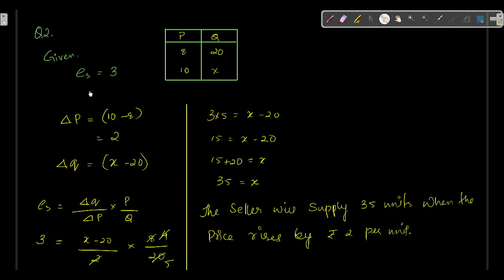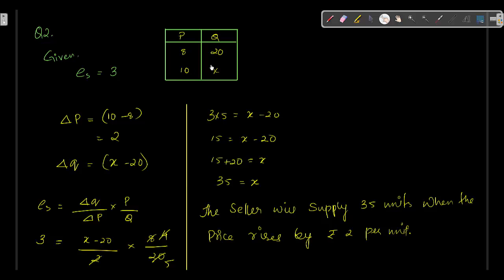Here in question number 2, it says that the coefficient of elasticity of supply of a commodity is 3. So that means the elasticity of supply is already given, that Es is equal to 3. Now, a seller supplies 20 units of this commodity at a price of 8 per unit. So a seller supplies 20 units at a price of 8 rupees. All right. Now, how much quantity of this commodity will the seller supply when price rises by 2? If the price rises by 2, that means 8 plus 2 will be 10.